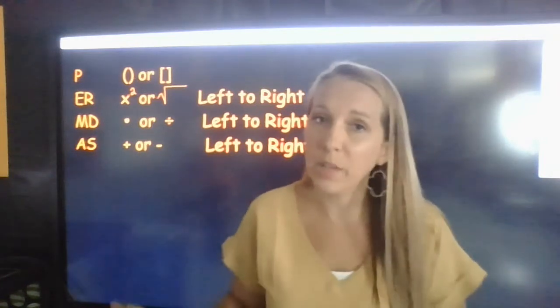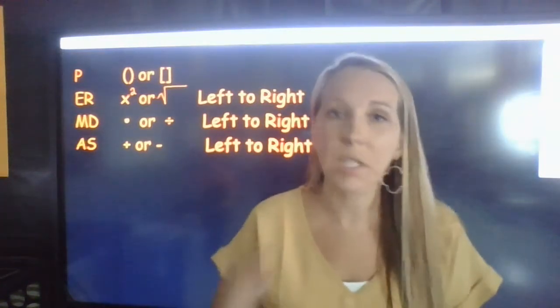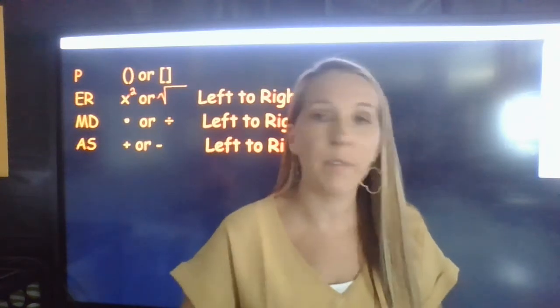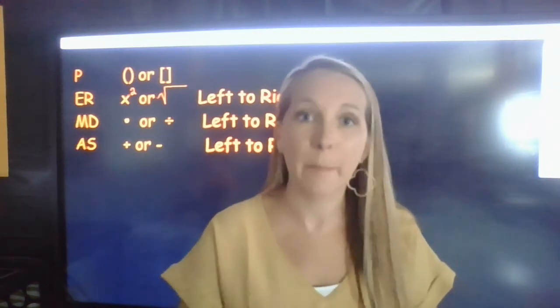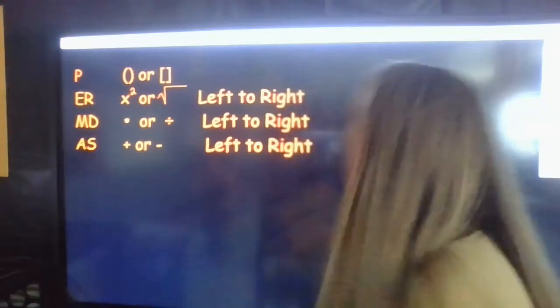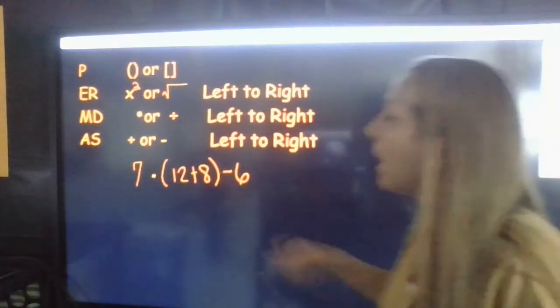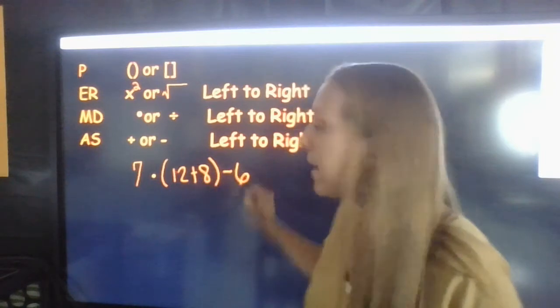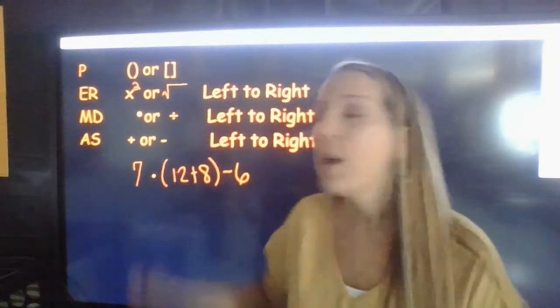We're going to work a few of these because I want y'all to see some of the misconceptions I had growing up, and I don't want you to make the same mistake I had because it took forever to fix the errors that I made when I was in middle school. All right, so the first thing we're going to look at is 7 times the parentheses 12 plus 8 minus 6. So I like to go through and check these off.